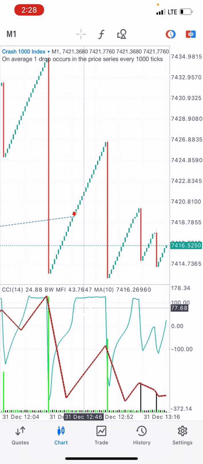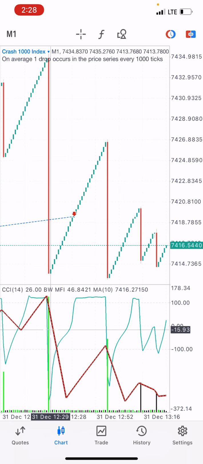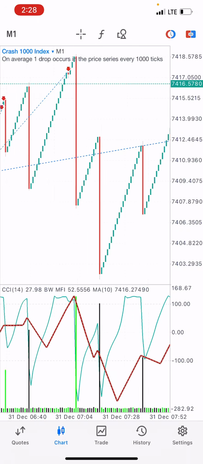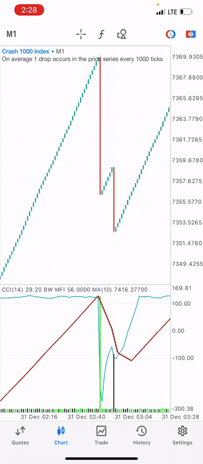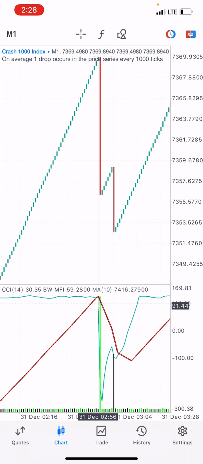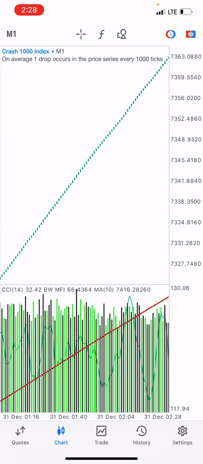You make money for yourself with the strategy. Look again, it crosses above, it gives you a spike. You can see that. So this is a very good strategy for crash and boom to make money, guys. You can make money with this strategy. Just follow the instructions and the rules of the strategy. Allow it to cross above at the overbought level. You place your sell, you make profit for yourself, guys.